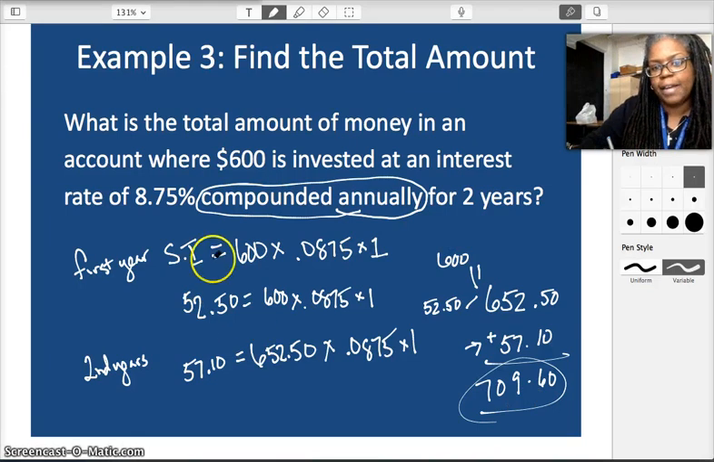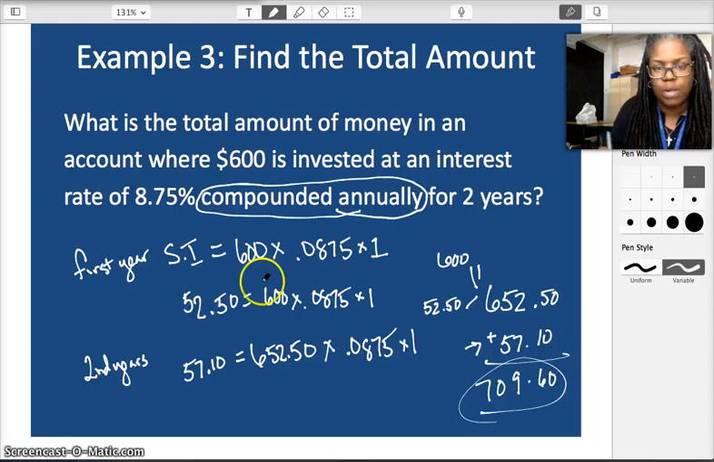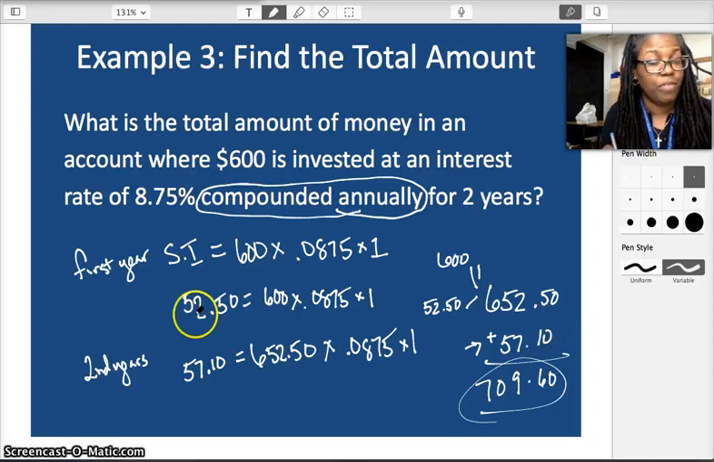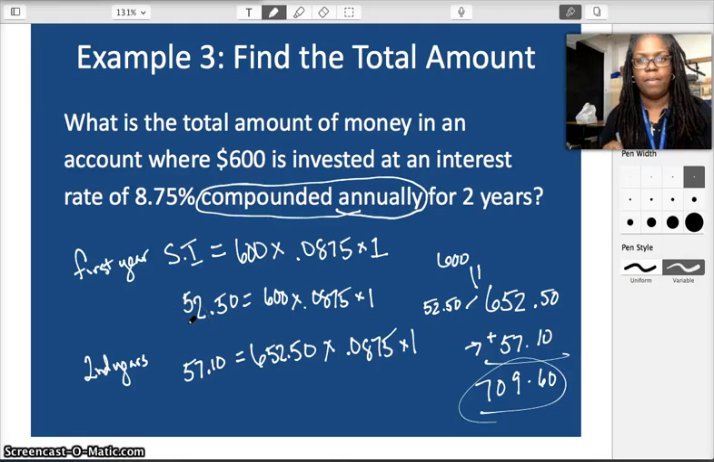Do you see, if you had done just the simple interest twice for 2 years, you would have ended up with 52.50. This 57.10 would not have been 57.10. It would have been 52.50 again, right? So compounded interest is the bomb. It's pretty awesome, and we're glad that most banks do that.